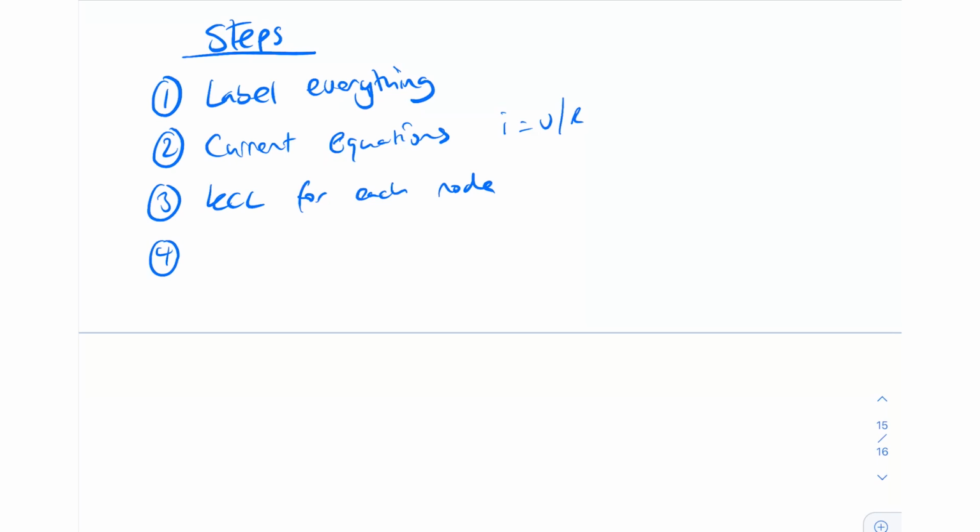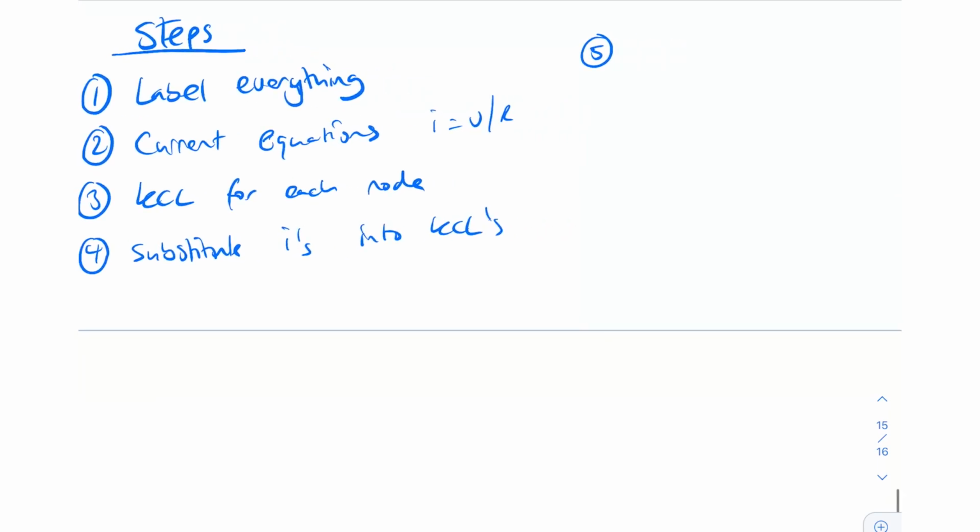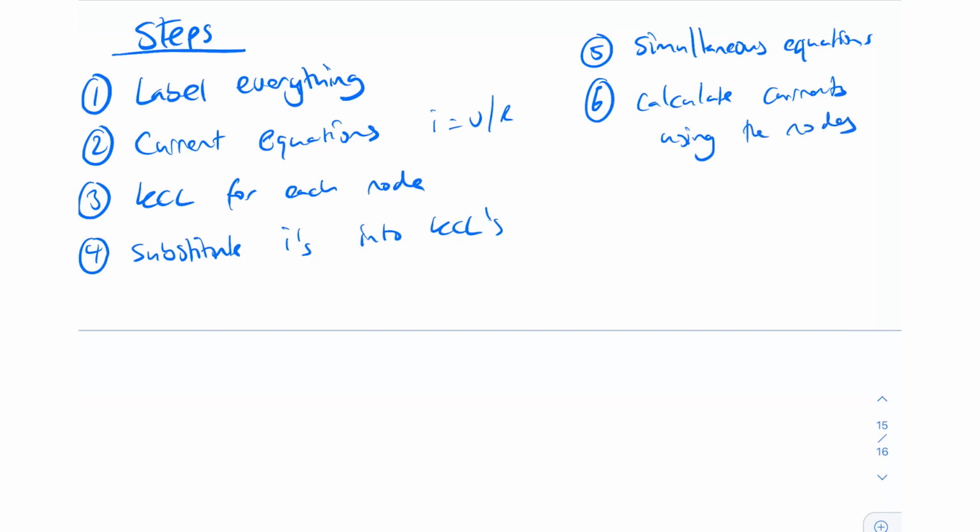Number four is to substitute the current equations into the KCLs. Again, I'm going to go into this in more detail. Number five is to solve the simultaneous equations, which basically uses each of the KCLs. And number six is to calculate the currents using the nodes. And that's it. It seems a bit complicated, but it's not.